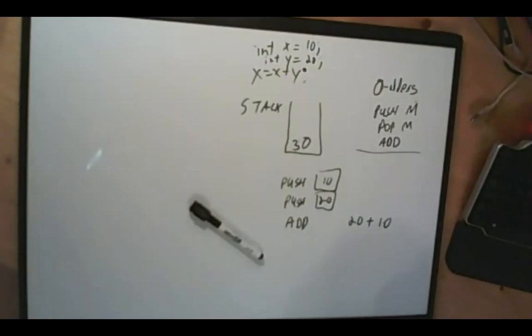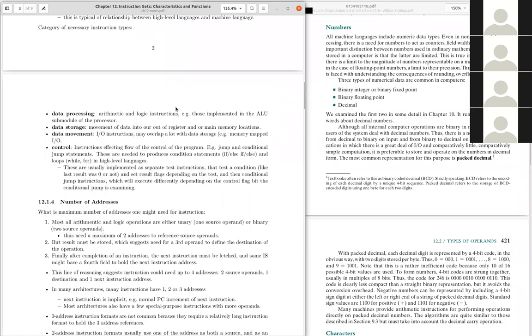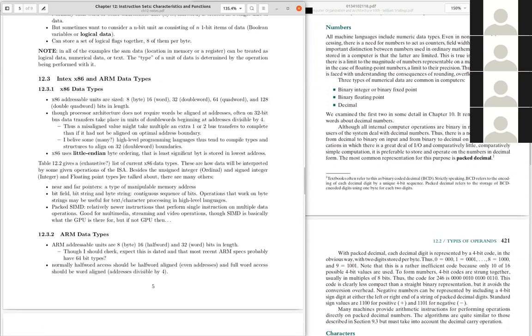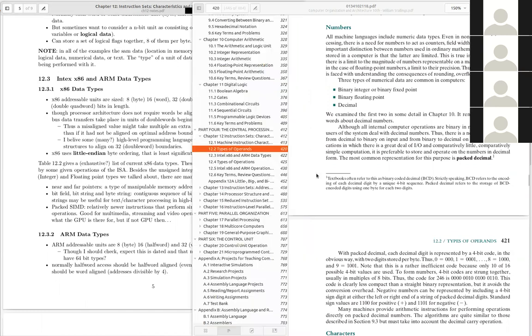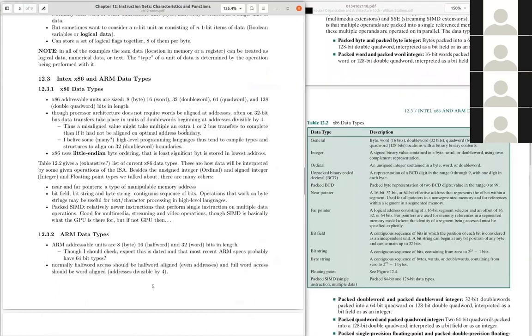Okay, back to talking about the data types here, the Intel and ARM data types. I already jumped to this figure once, so it's kind of good to know. The addressable units, this is one of the things about the opcodes that you have. Often there are different versions of the opcodes, at least in the Intel, depending on what addressable unit you want to use.